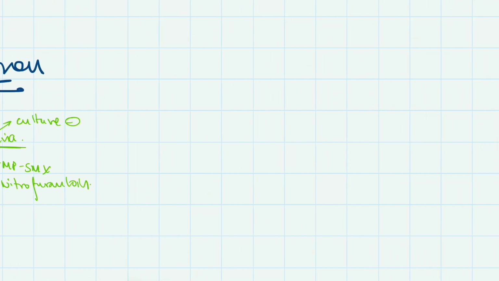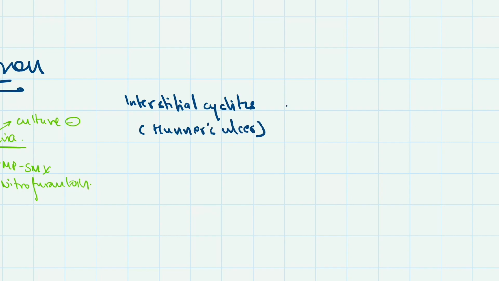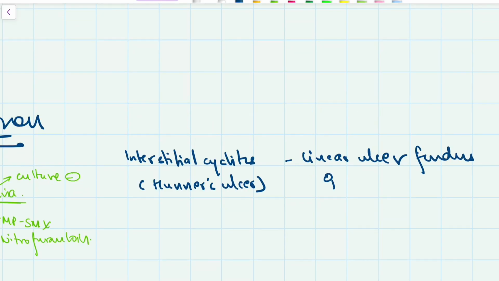Here, let us only discuss interstitial cystitis, right? It is called Hunner's ulcer, and it is a linear ulcer found in the fundus in female patients, right? It is usually associated with chronic pancystitis.